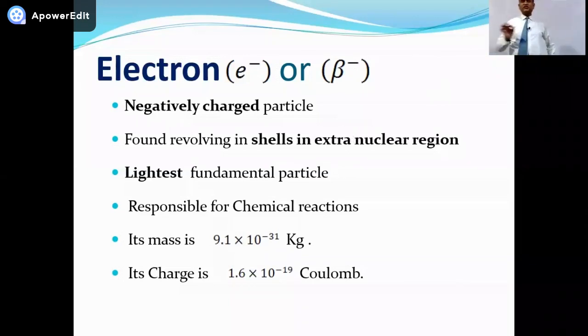What is the value of its charge? Charge means its power. It's 1.6 into 10 to the power minus 19 coulombs. So the electron is negatively charged, revolves around the nucleus, is the lightest fundamental particle, its mass is 9.1 into 10 to the power minus 31 kg, its charge is 1.6 into 10 to the power minus 19 coulomb, and it is responsible for chemical reactions. Okay, now proceed to the next.